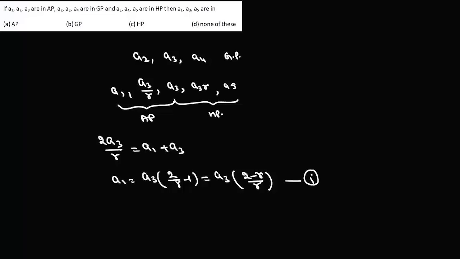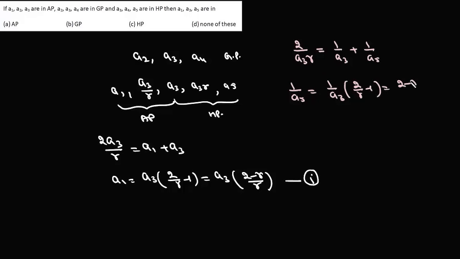And from the condition of HP, we can write 2 upon A3R is equal to 1 upon A3 plus 1 upon A5. So we can write 1 upon A5 will be equal to 1 upon A3 times (2 upon R minus 1), which is (2 minus R) upon A3R, or basically A5 is equal to A3R upon (2 minus R), and that's our second result.